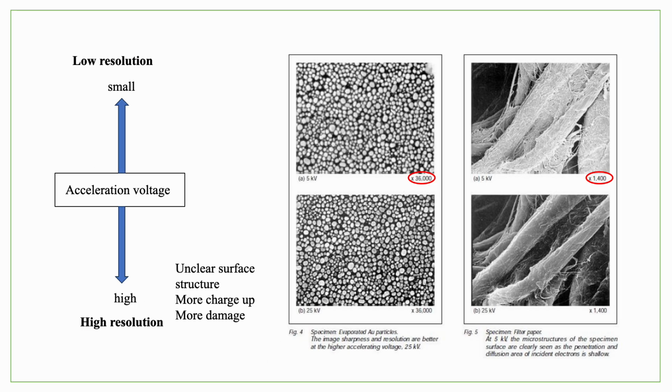So let's see how acceleration voltage affects the resolution. When acceleration voltage increases, the resolution also increases, and when it decreases, the resolution decreases. Sometimes we don't want high resolution images because of unclear surface structure, more charge up, and more damage to the sample, so we rely upon lower resolution. But we can see in these images that as we increase the acceleration voltage, the resolution increased. In all these images we can see the difference very clearly.